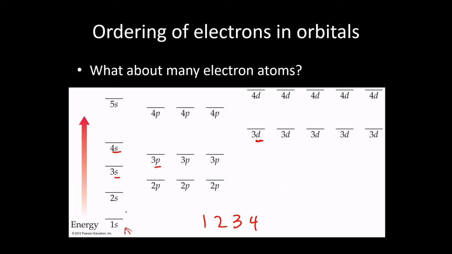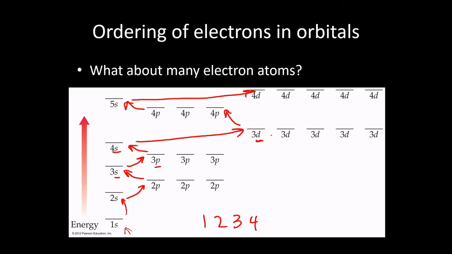So specifically here, the order that we're going to go in is we're going to go from the 1s, the next lowest energy is the 2s, and then the 2p, and then the 3s, and then the 3p, and then the 4s, and then the 3d, 4p, 5s, 4d, and so on.